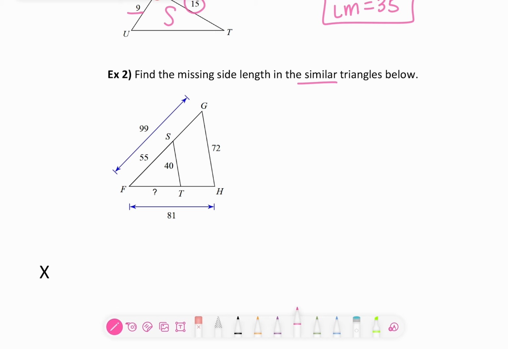And what we can look at is the corresponding sides because they're going to be in the same position as one another. For example, if I'm looking at 40, right, ST, the side that corresponds with it is in the same position.